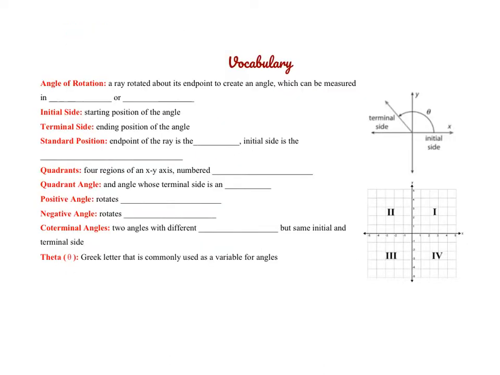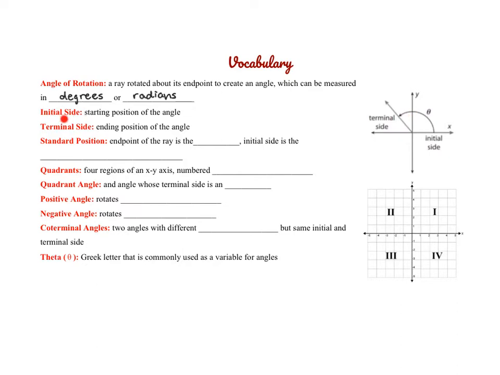All right, so we're going to start off with some trigonometry vocabulary that we're going to be using throughout the unit. The first one is called the angle of rotation. It's simply a ray that's rotated about its endpoint to create an angle, which can be measured in two different units. We measure angles in either degrees, which we'll start with today, or radians, which we'll talk about in the next lesson. You can see here's an example of an angle of rotation. You take this ray and you just rotate it to create some angle.